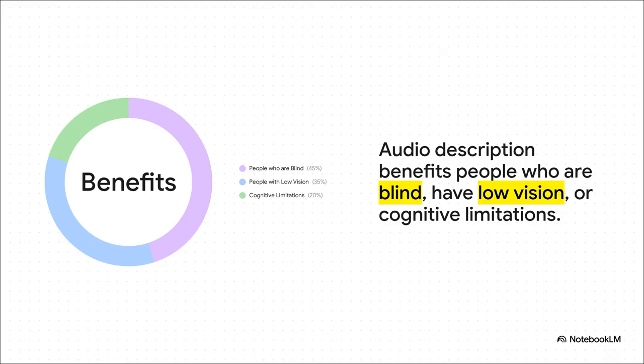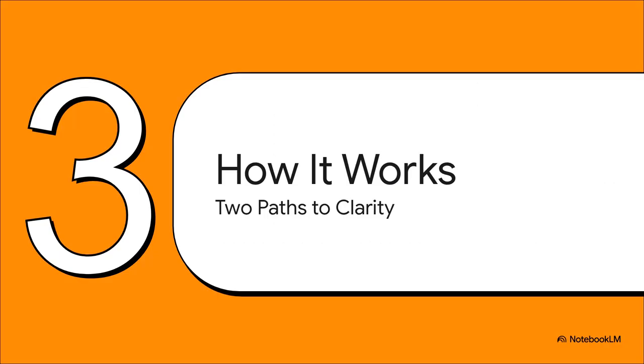And you know, it's really important to get who this helps. The first group that comes to mind is people who are blind, of course. But it's also a game changer for people with low vision who might miss small details. And it's even helpful for people with certain cognitive limitations, because that extra layer of audio reinforces what's happening visually. Okay, so we get what it is and why we need it, but how do you actually do it?